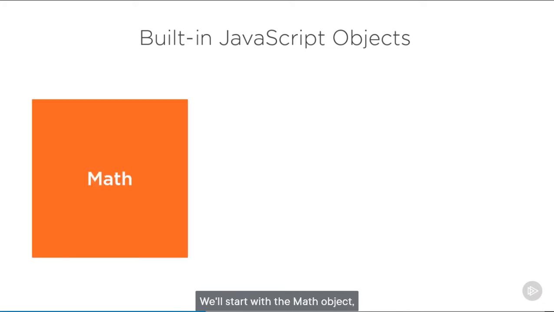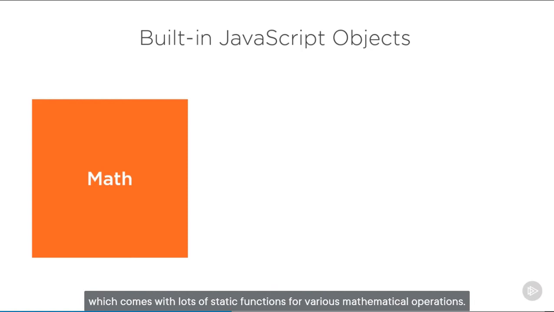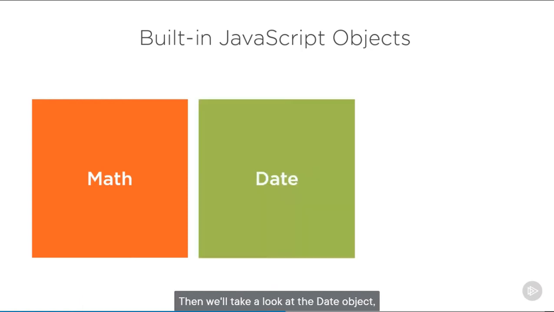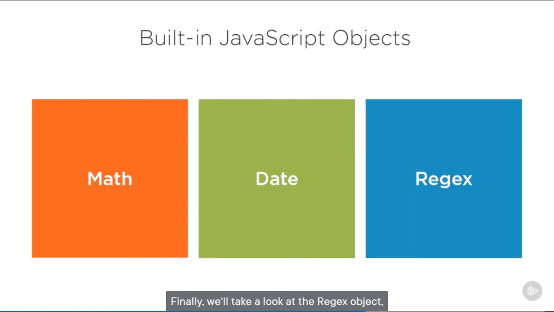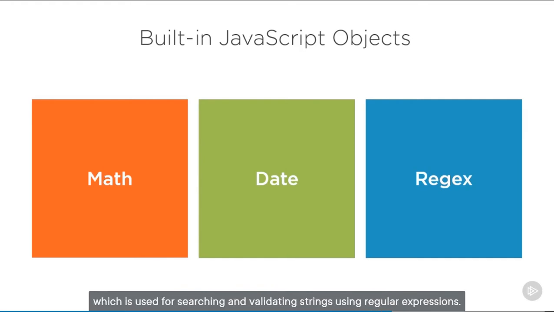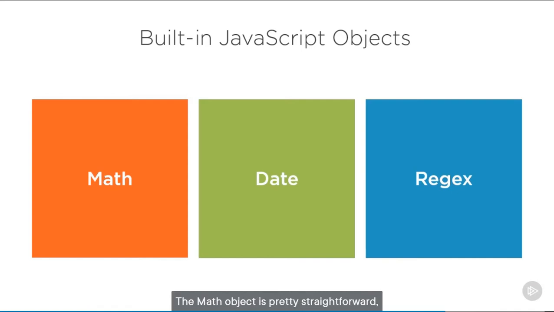We'll start with the math object, which comes with lots of static functions for various mathematical operations. Then we'll take a look at the date object, which we can use to create, manipulate, and inspect dates. Finally, we'll take a look at the regex object, which is used for searching and validating strings using regular expressions. The math object is pretty straightforward, but the date and regex objects have some complexity to them. So let's jump in and take a look.